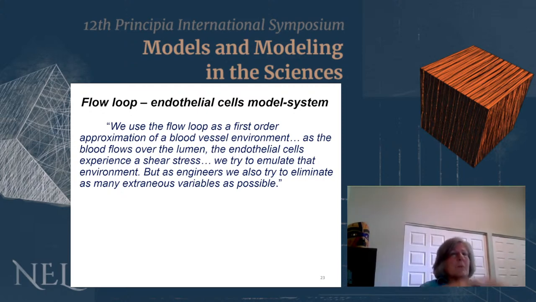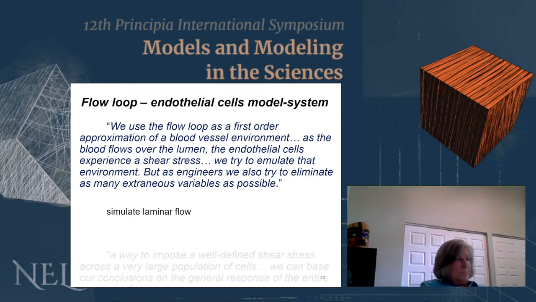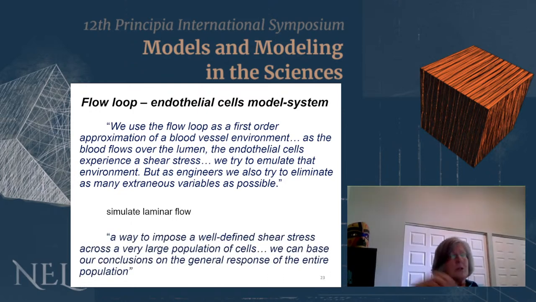When we put cells in there, we put endothelial cells in there, we use the flow loop as a first order approximation of the blood vessel environment. We try to emulate that environment, but as engineers, we also try to eliminate as many extraneous variables as possible. So in other words, they started out simulating laminar flow, constant, steady, smooth flow, because it's a way to impose a well-defined shear stress across a very large population of cells. And they can base their inferences on the general response of the entire population.